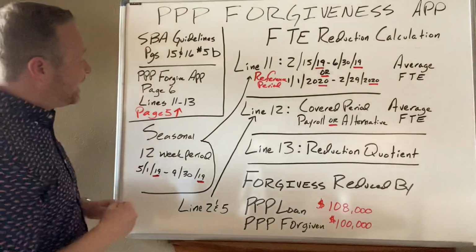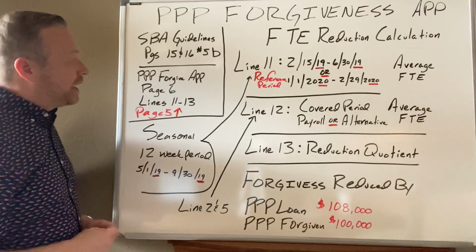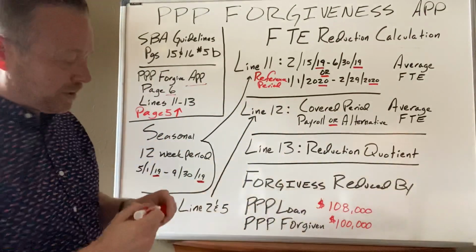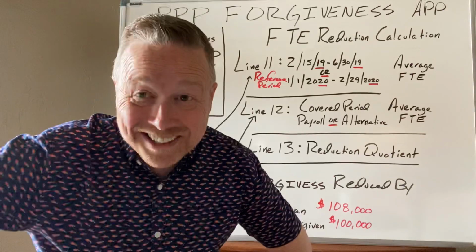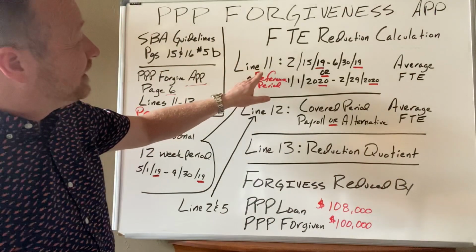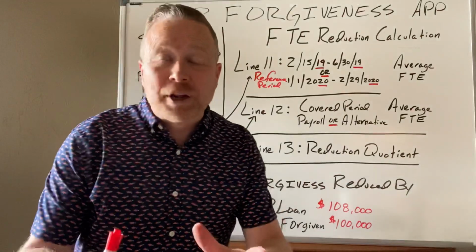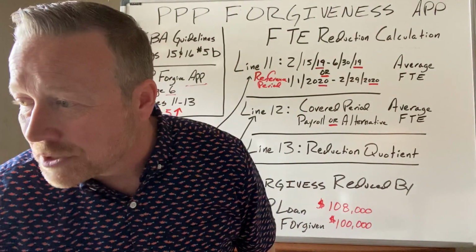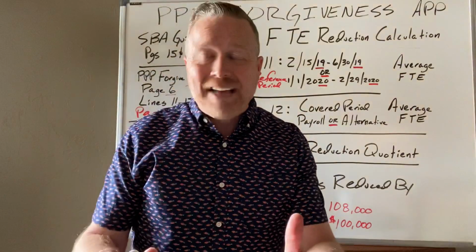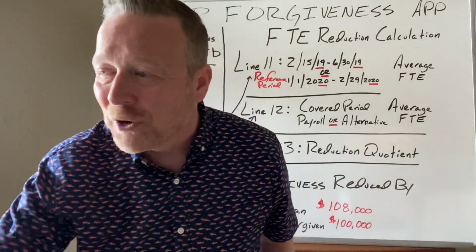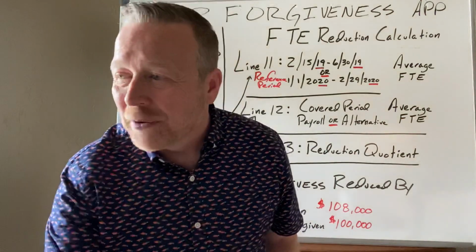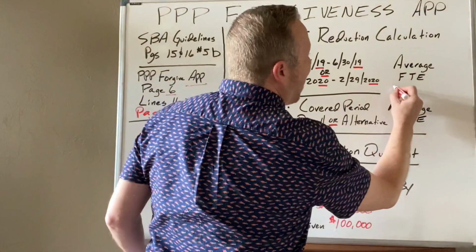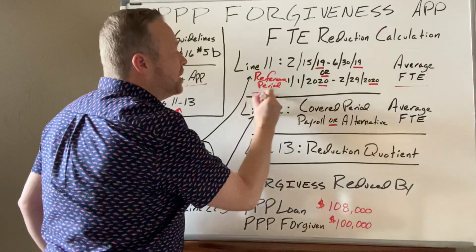All right, so line 11. What is line 11? We're talking about page 6 of the application for forgiveness. Okay, you ready for this? Line 11 is what's called the reference period. You don't write in your reference period. I wish they had a little spot because it might help us all. But on line 11, you're putting in the average FTE during the reference period. I'm making sure I'm using the exact jargon. So we're trying to get the average FTE during the reference period.